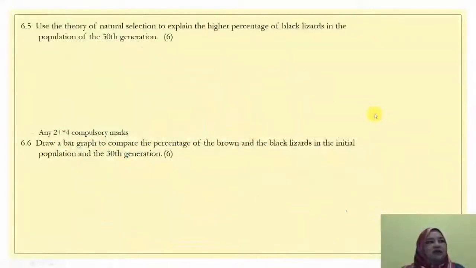So let's look at question 6.5. You can get the answers from your teachers. The memos have been mailed. Use the theory of natural selection. Can you see? Now we're using our theory of natural selection to explain the higher percentage of black lizards in the population of the 30th generation. So we looked at the format for natural selection, and we are now going to apply it to this problem.